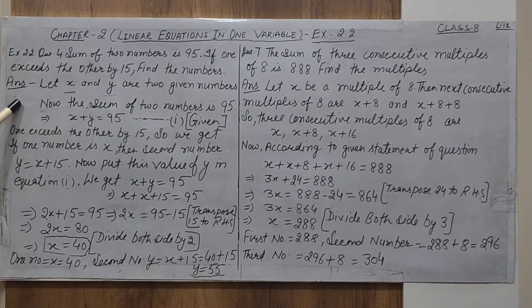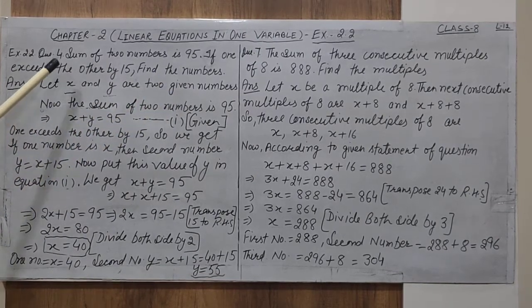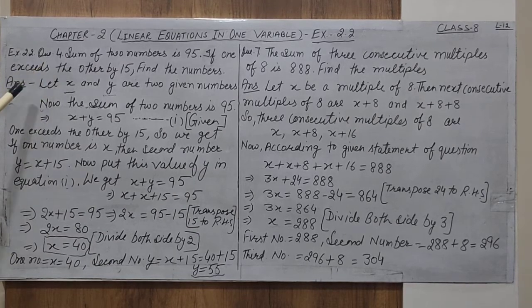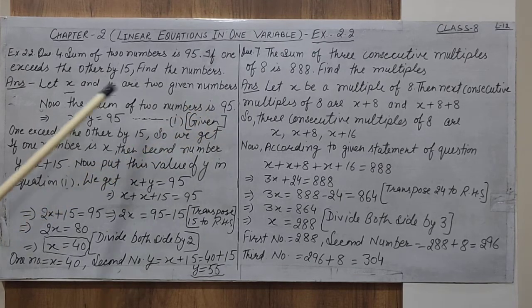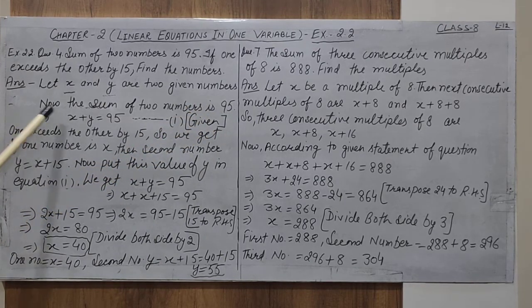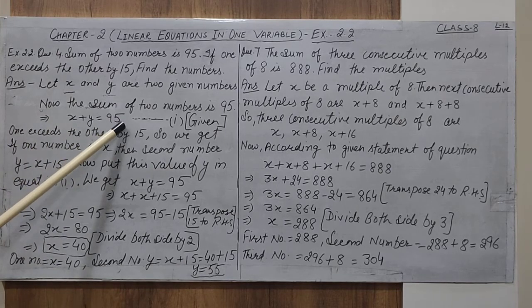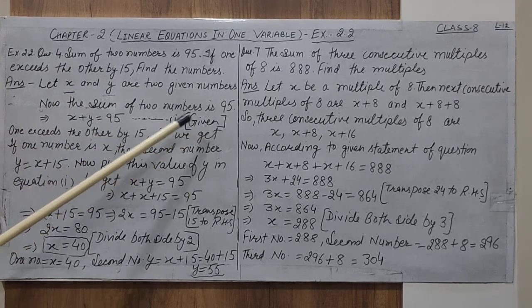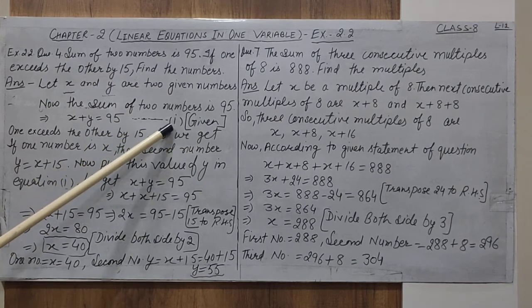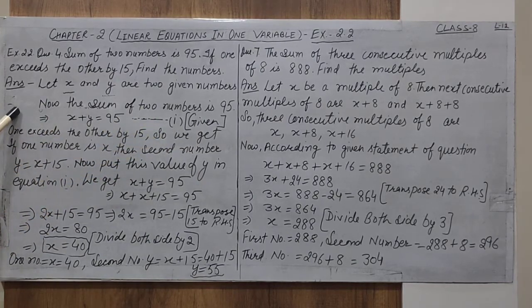Now according to condition 1, the sum of the two numbers is 95. This is the first condition. So the sum of two numbers means x plus y is equal to 95. It is given, you must write given. This is the first equation to be framed, according to the first situation.